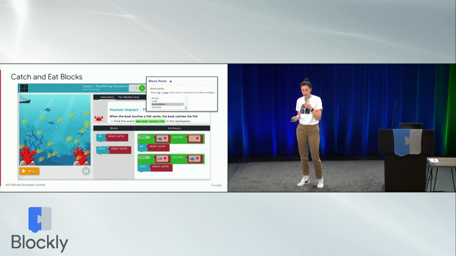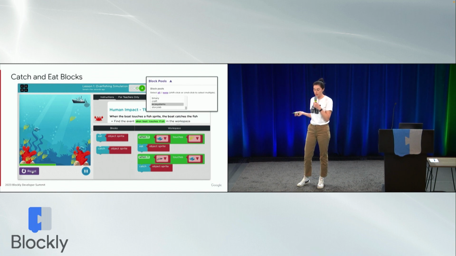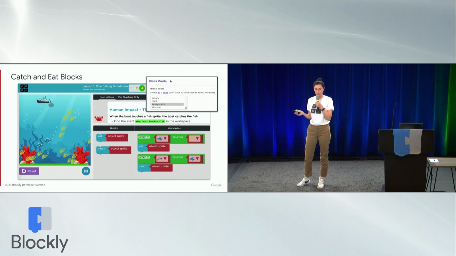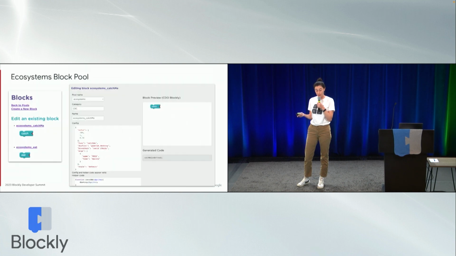Each block has a JSON configuration that the curriculum team owns, as well as a helper function that is giving it something to do kind of behind the scenes. So like the helper libraries, these functions expand the capabilities of Sprite Lab and determine what the blocks actually do. So what does that look like?